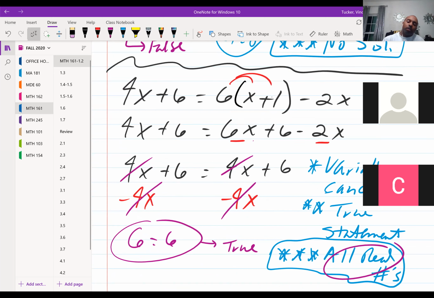So in this case, our variables cancel. We end up with the true statement. Our answer is all real numbers.